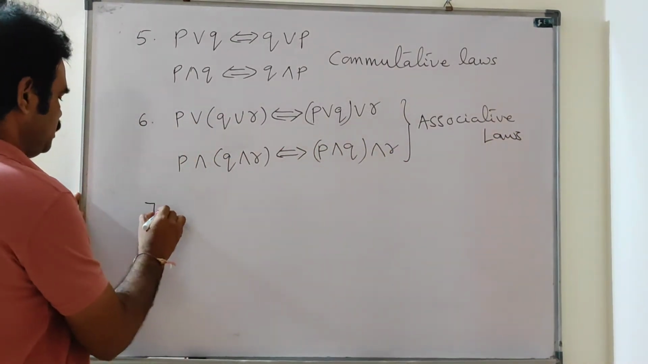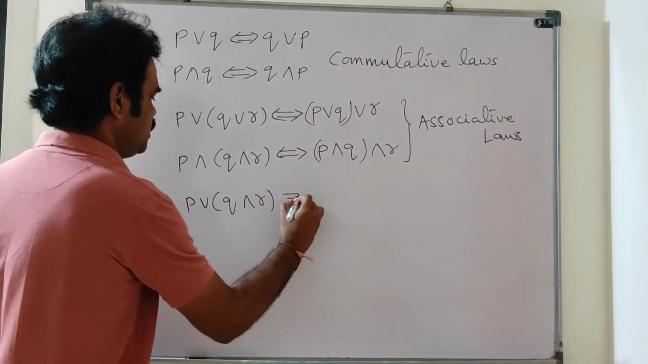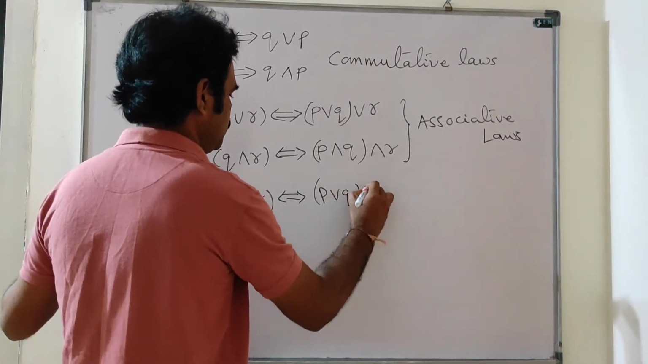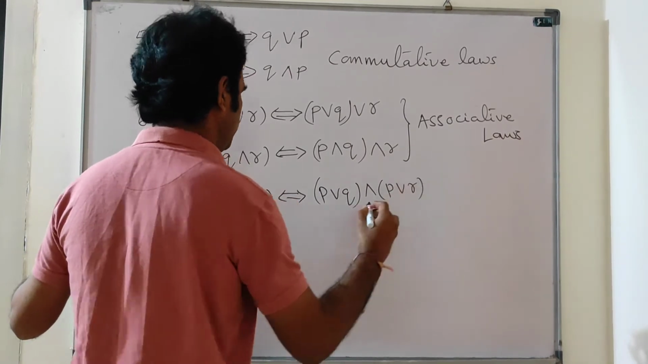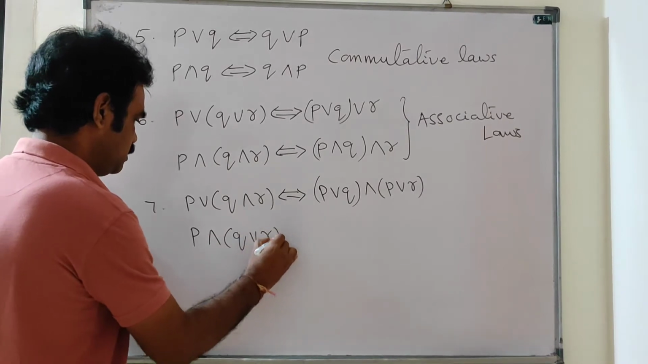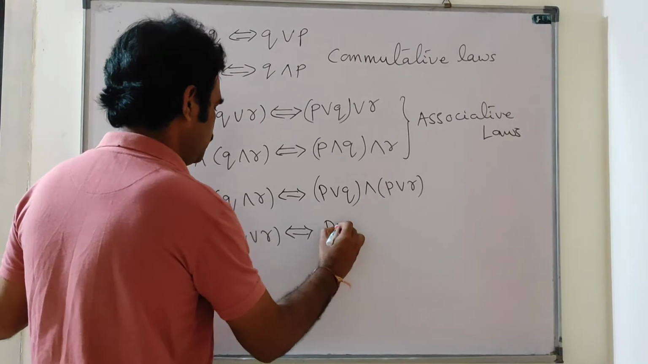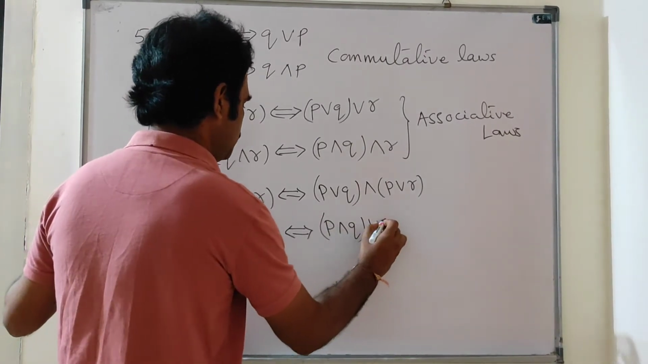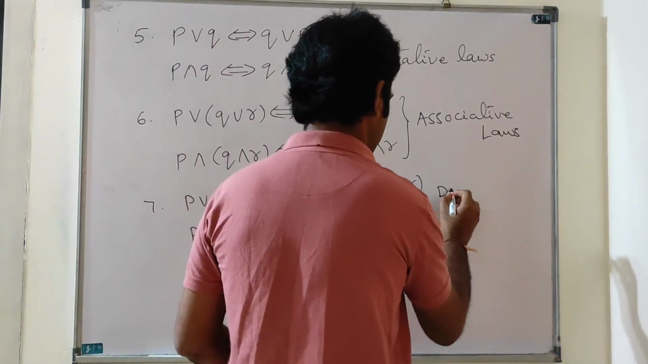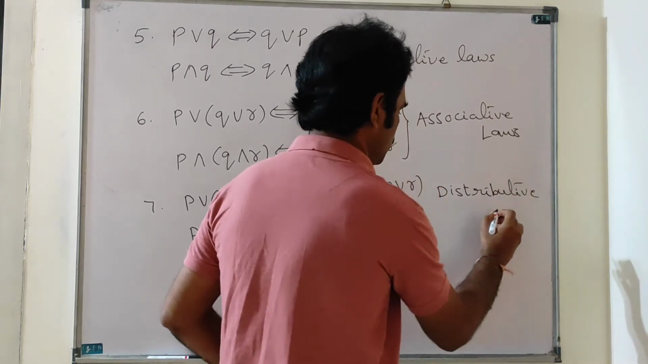Next, P or (Q and R) is logically equivalent to (P or Q) and (P or R). Next, P and (Q or R) is logically equivalent to (P and Q) or (P and R). These are known as distributive laws.